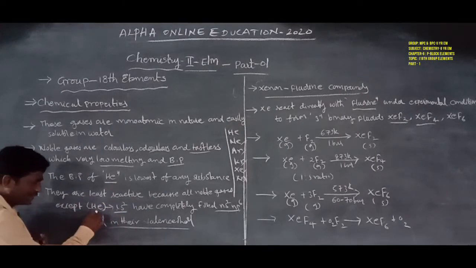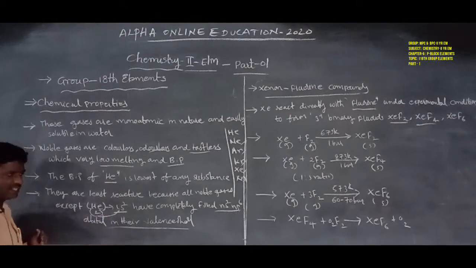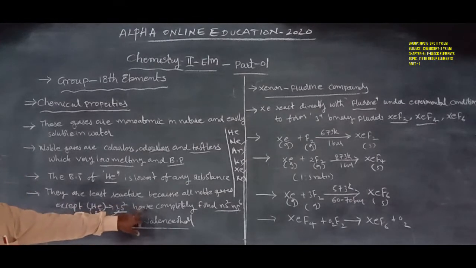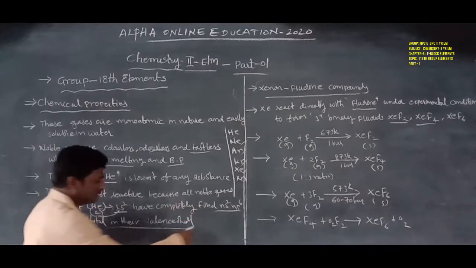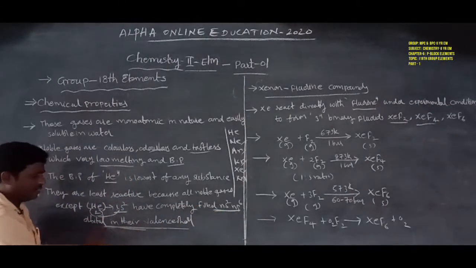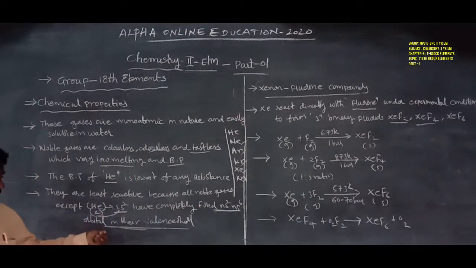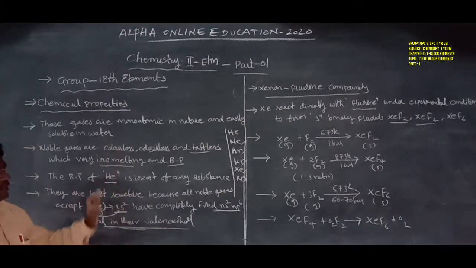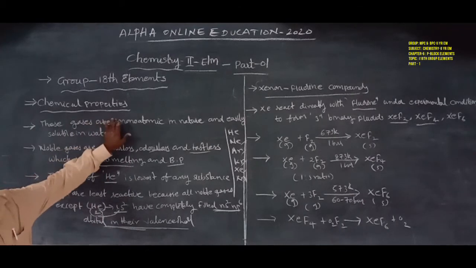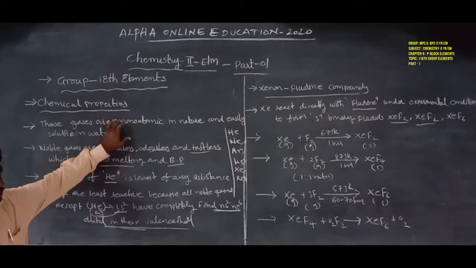Here, helium has atomic number 2 and configuration 1s2. The remaining elements all have the completely filled ns2 np6 electron configuration in their valence shell. That is the chemical property of the zero group, or 18th group, elements.